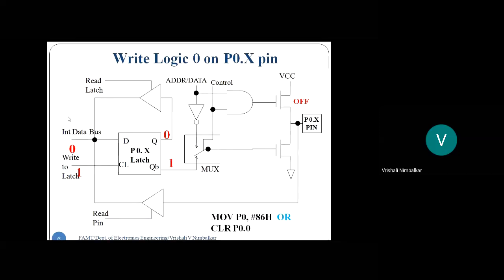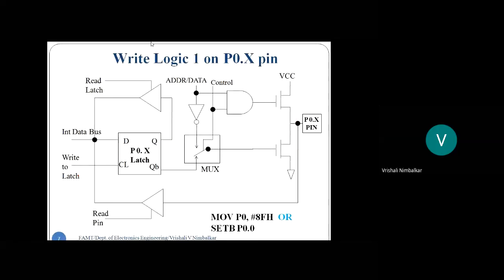This logic 1 will be transmitted to the MOSFET. This logic 1 will turn on the MOSFET. And due to this, the pin will be connected to ground, and logic 0 appears on the pin. Students, let me know, did you all understand the functioning, the logic 0 write operation?